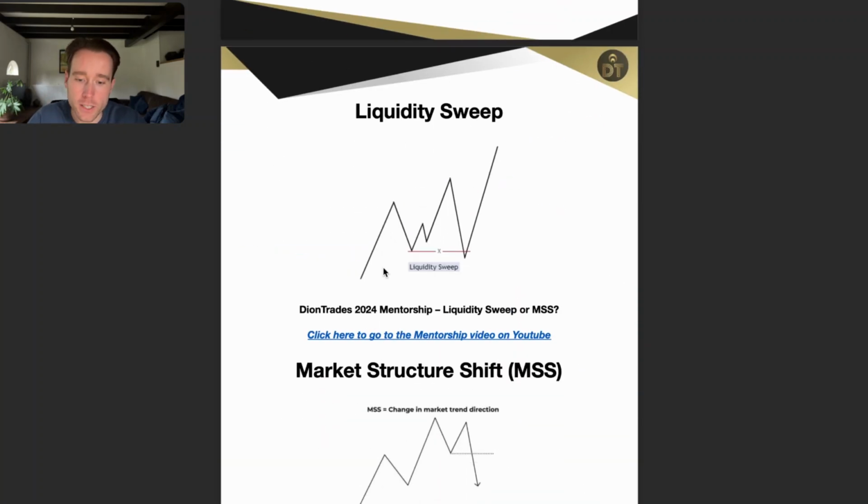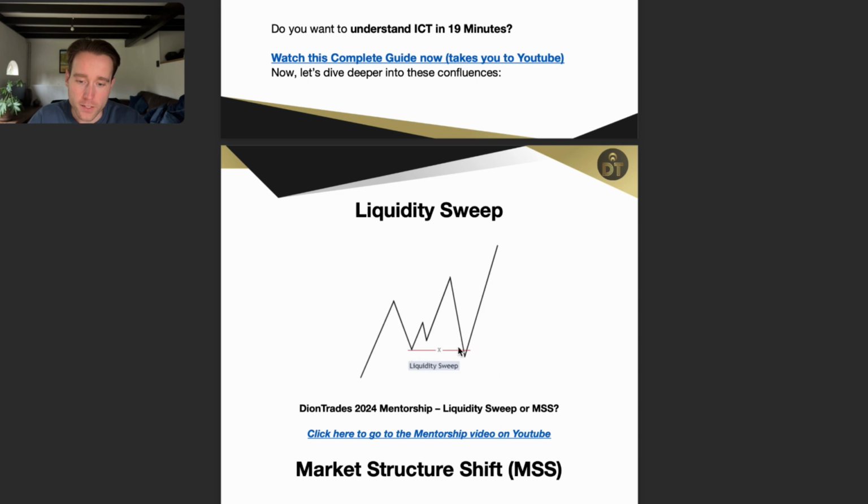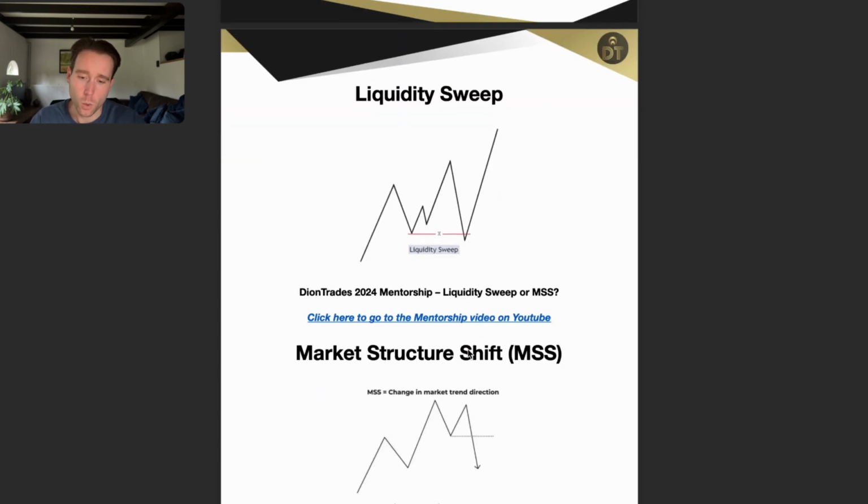One is a liquidity sweep. A liquidity sweep is where price takes a lower low before moving in a different direction. So let's say we have a very bullish order flow and we see a low being swept and then we move in the bullish direction. We have a liquidity sweep. It's also known as a purge or a turtle soup. So that's one of the confluences.